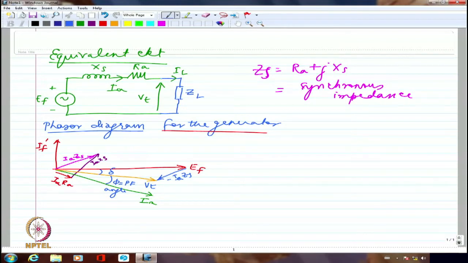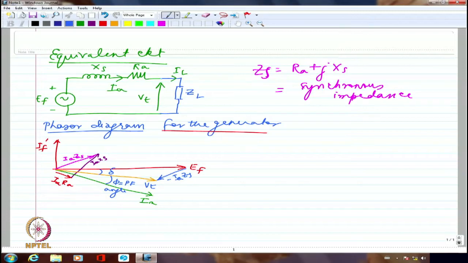And this VT invariably will be connected to the infinite bus. When we synchronize the generator, VT will actually be connected to the infinite bus. So I would say VT is kind of set in stone. You can't change its frequency, its phase angle, or its magnitude. If you take that as the reference, then VT is VT angle 0, whereas EF will be EF angle plus delta.